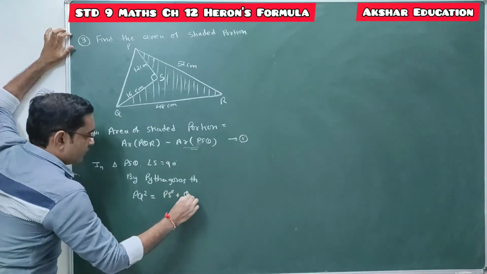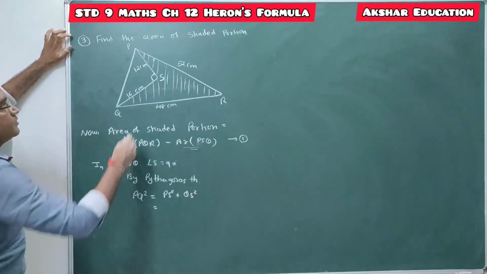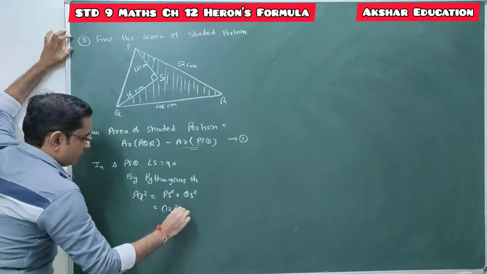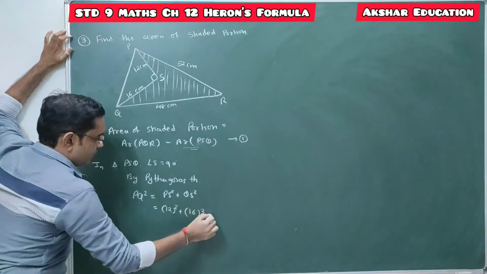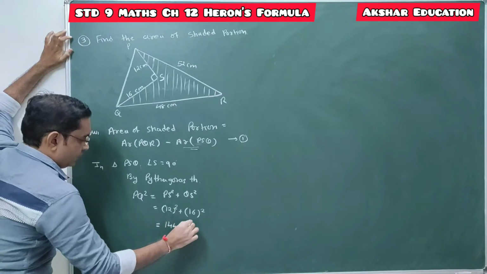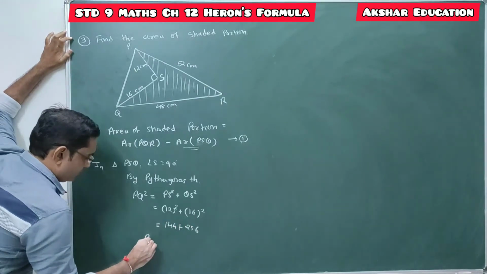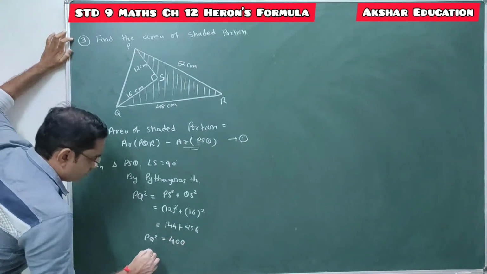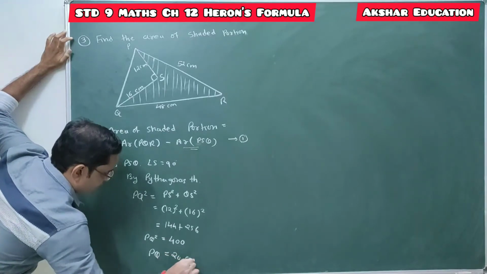PS square plus QS square. So PS is 12, so it's 12 square plus QS, which is 16 square. So 12 square is 144 and 16 square is 256. So our PQ square is 400. So square root PQ is 20 centimeter.